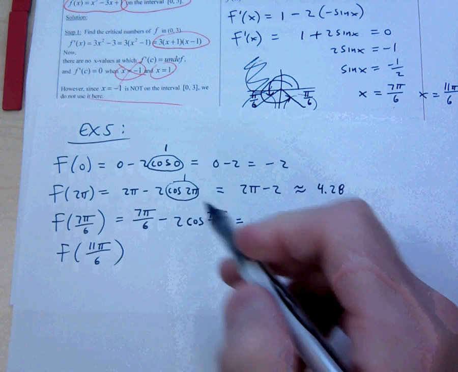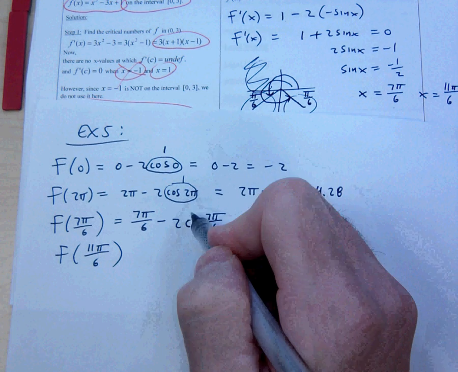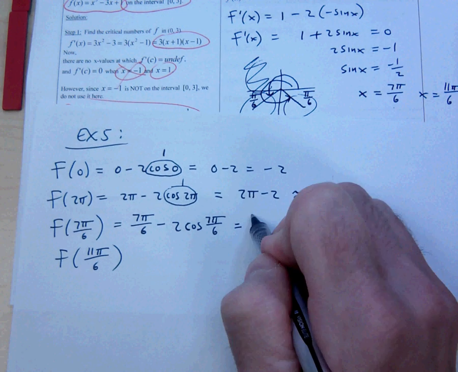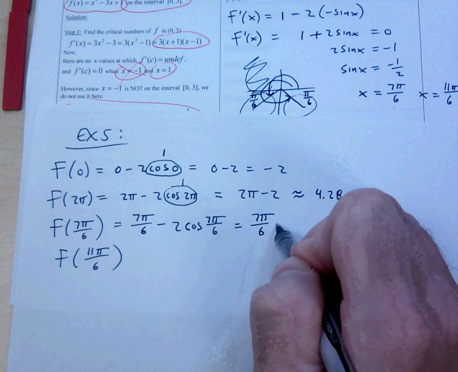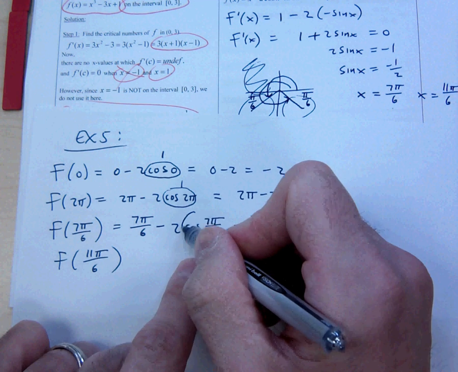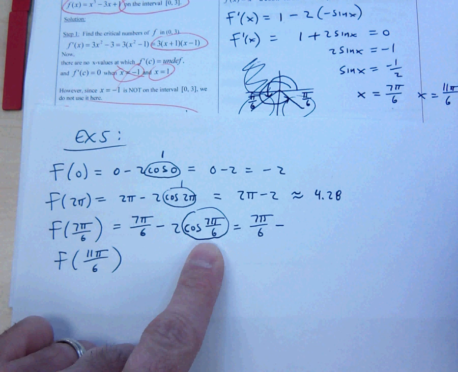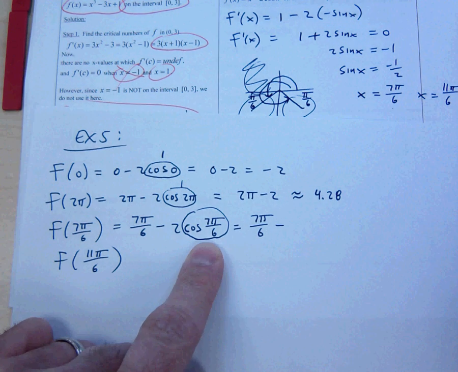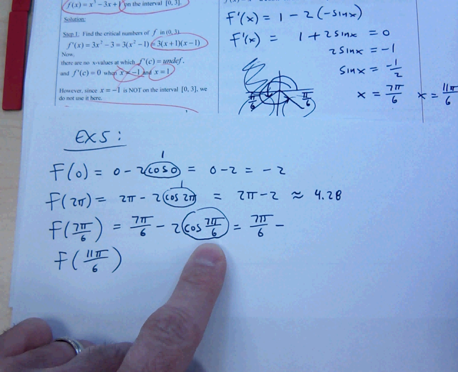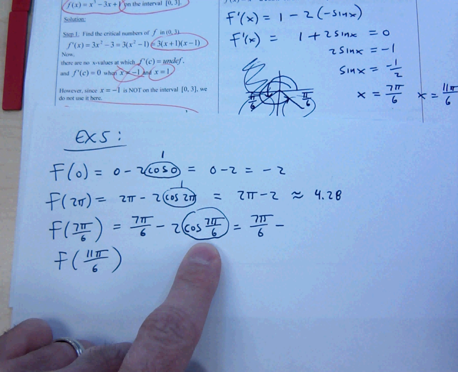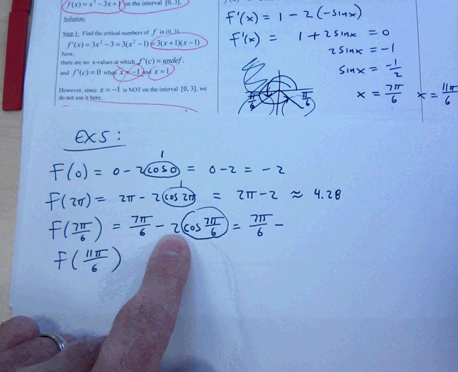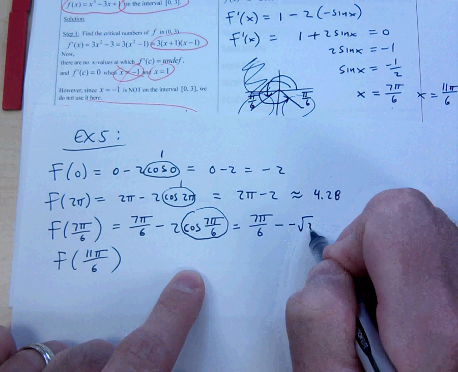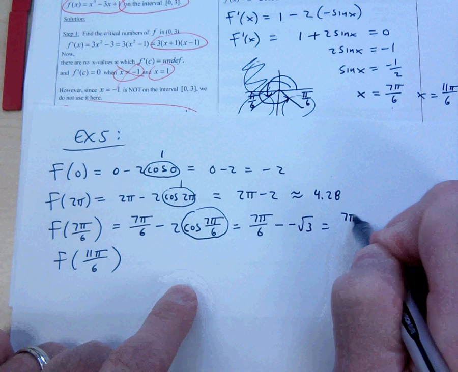So basically, here's what we get. Ready? If this is, what did we say it was? We just said it was negative square root of 3 over 2. So if you put a negative square root of 3 over 2 and multiply by that 2, don't the 2's cancel? Okay, so we end up with this.